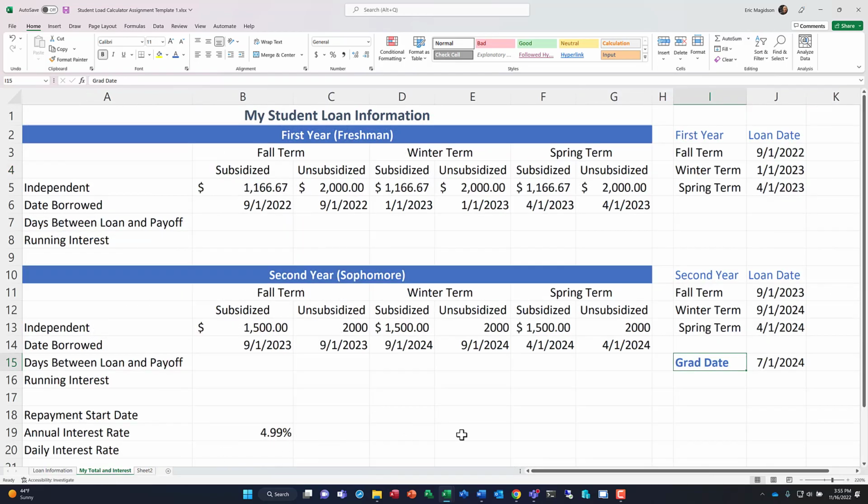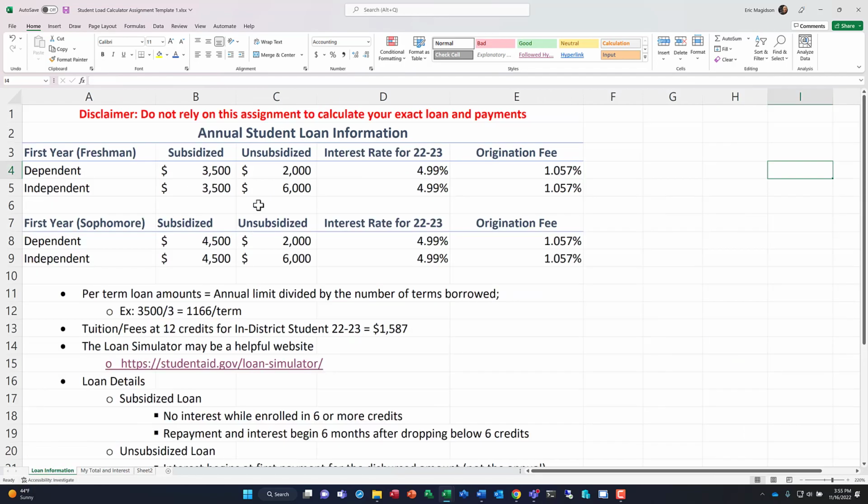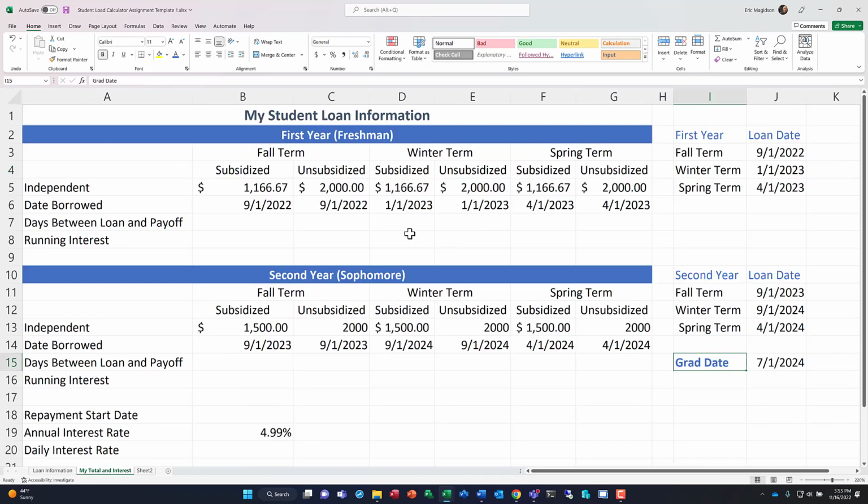In the second sheet, let's open up the second sheet, my total and interest. What we see here is that we've got some dates, okay, some standard inputs. So if you're doing this in another term, you didn't take out money fall, you started in winter, whatever, you can change these dates, okay? But we're going to look at a traditional student, an independent student. So remember, independent was these amounts here, and these amounts for the second year. Notice it increases a little bit, okay? So we're going to look at an independent.